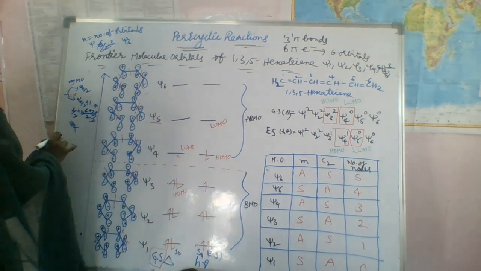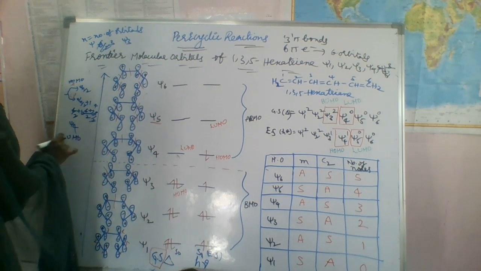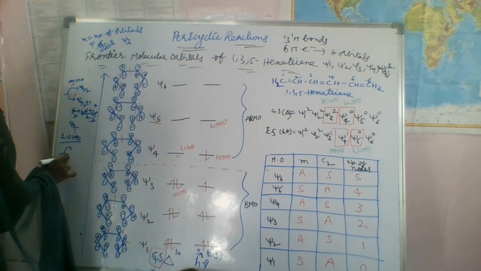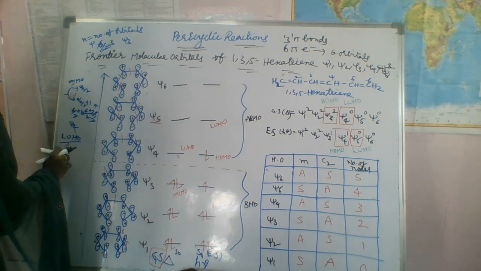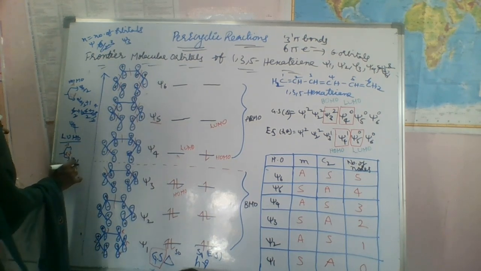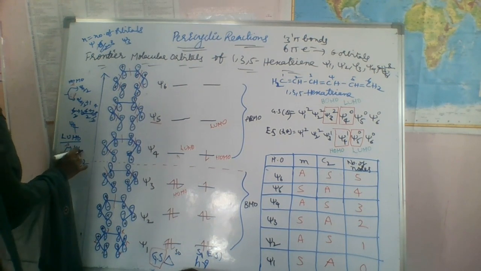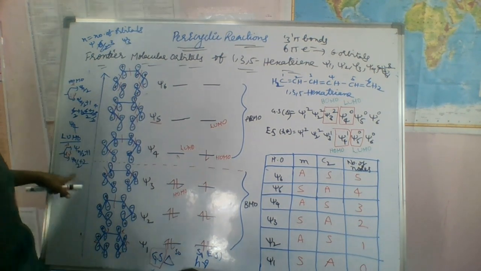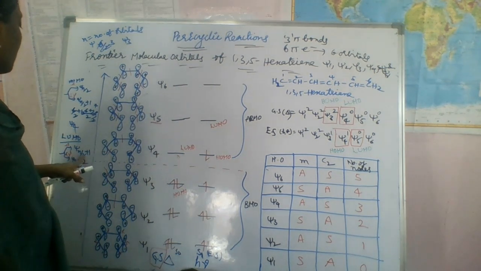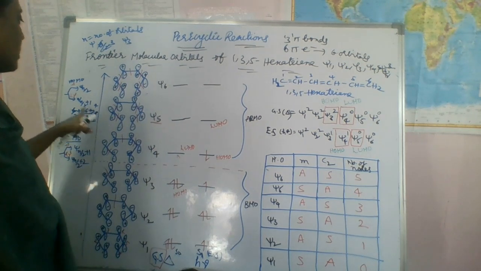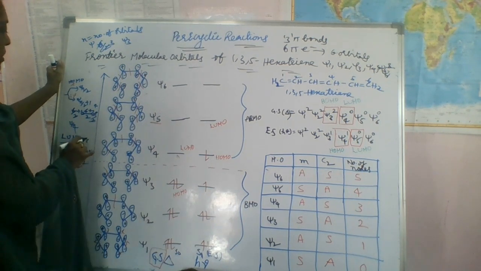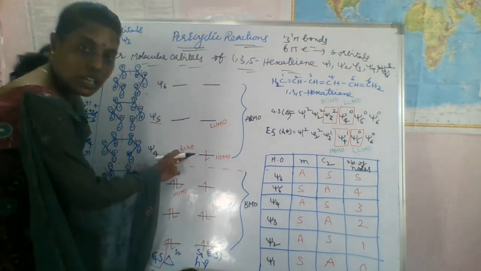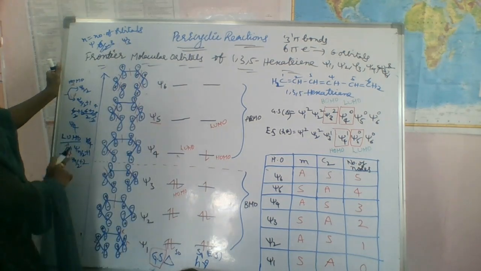Okay, next LUMO. For LUMO you have to use the formula, for thermal and h nu. What is the formula? For thermal it is psi n by 2 plus 1. Psi n by 2 plus 1 is nothing but psi 4, right? Here psi 4 is the LUMO for thermal conditions.